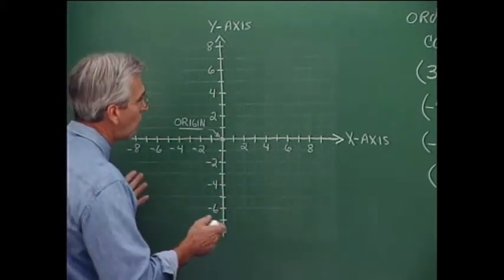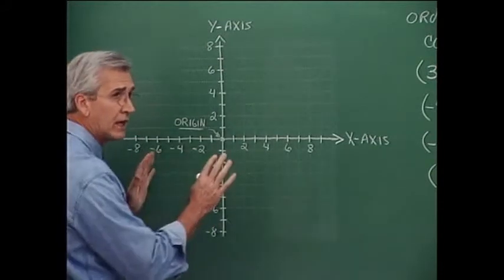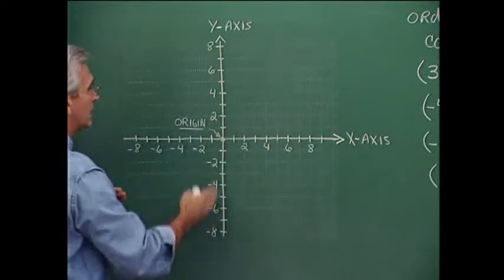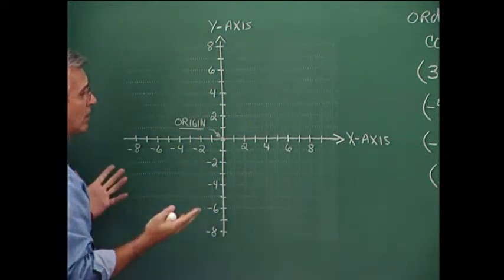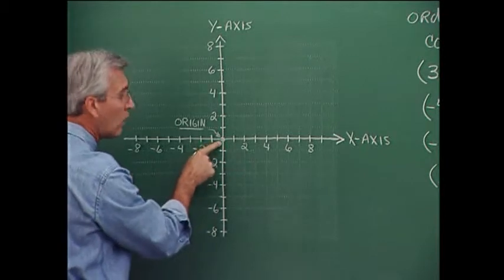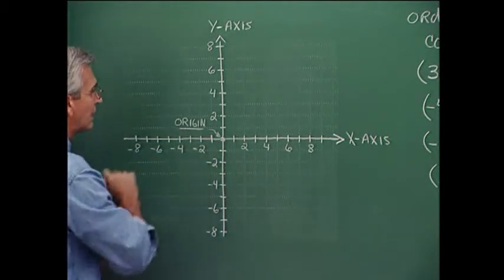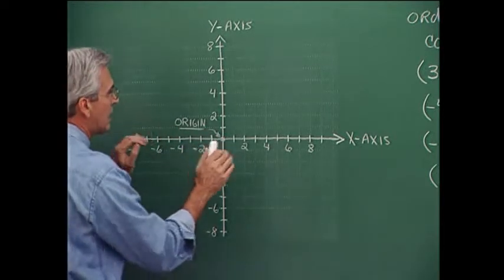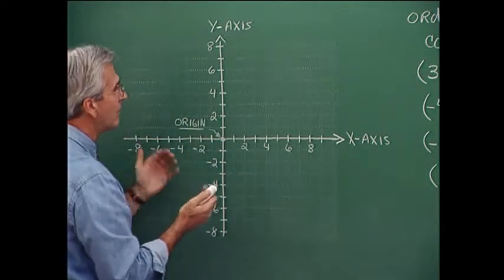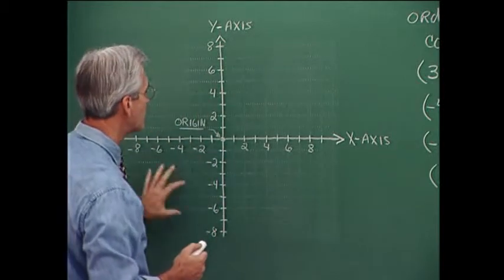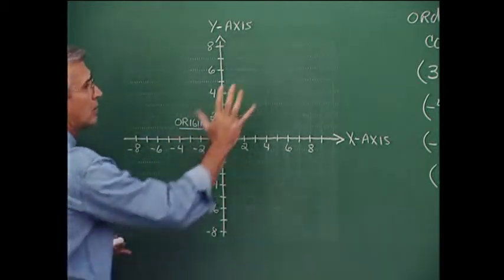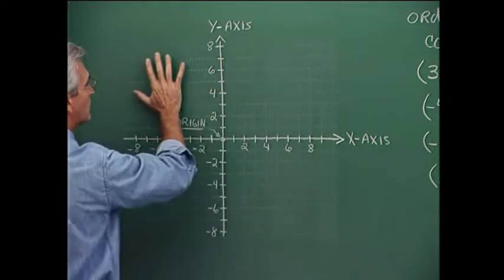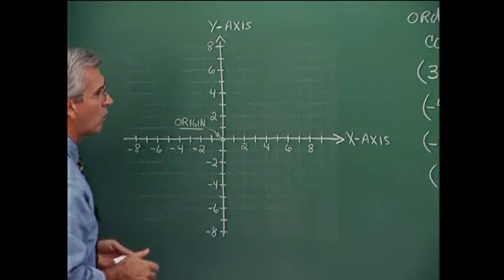At any rate, the coordinate system is the intersection of two number lines. There's a horizontal number line called the x-axis, a vertical number line called the y-axis. The two number lines intersect at 0 on both number lines. That point is called the origin of the coordinate system. Now, notice that the intersection of the two number lines subdivides the entire plane into 4 regions. These are called quadrants, and they're numbered from the upper right quadrant counterclockwise. This is quadrant 1, quadrant 2, quadrant 3, quadrant 4.